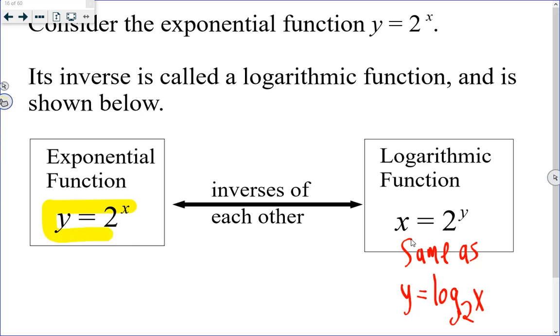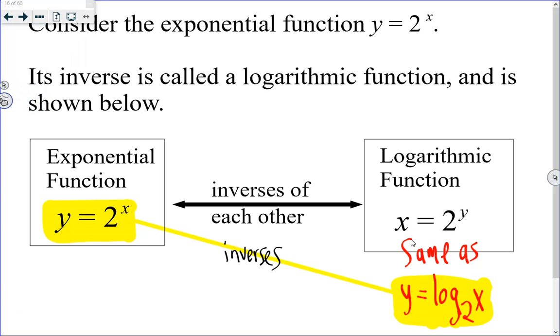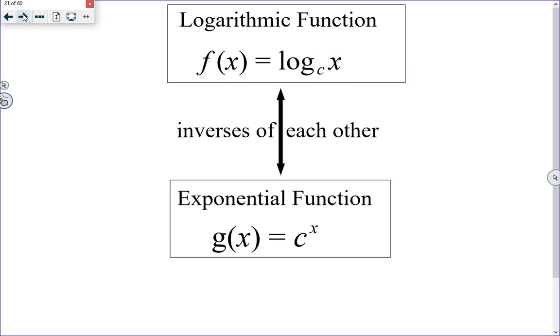That means that this and this are inverses of each other. Y equals 2 to the x is the inverse of the function y equals log base 2 of x. So a logarithmic function y equals log base c of x is the inverse of the exponential function y equals c to the x.